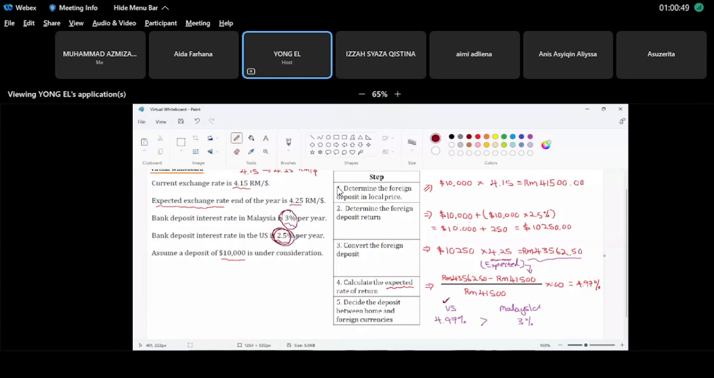And from the beginning, we already said this client is interested to make his deposit either in Malaysia or in the United States. We need to consider the possible exchange rate between the two currencies in order to make a correct and accurate recommendation to this client.